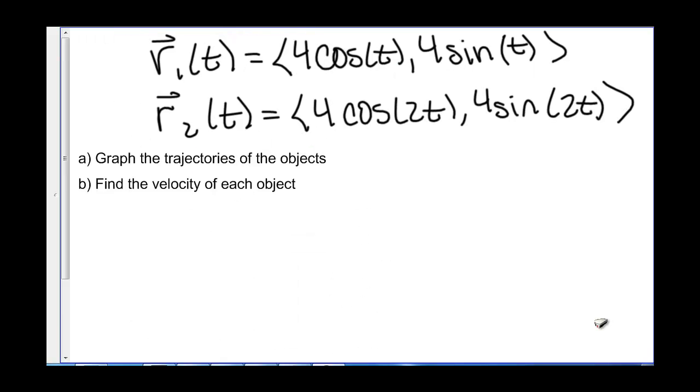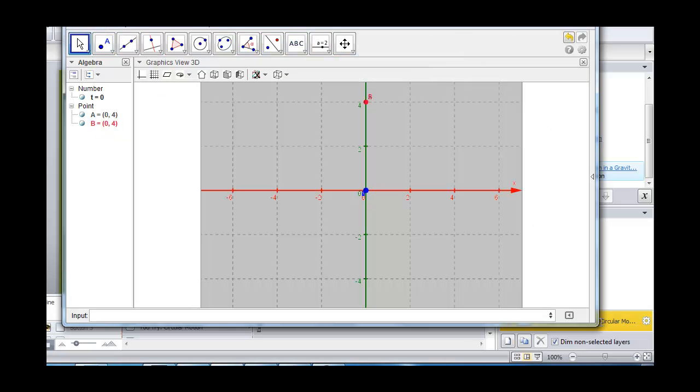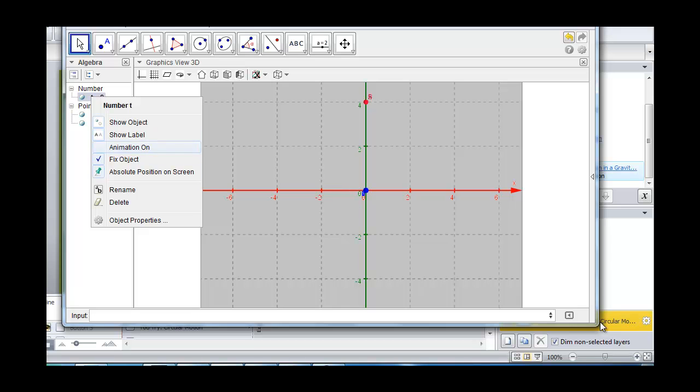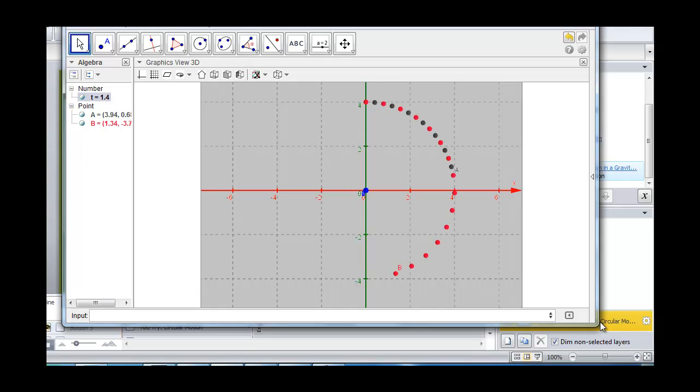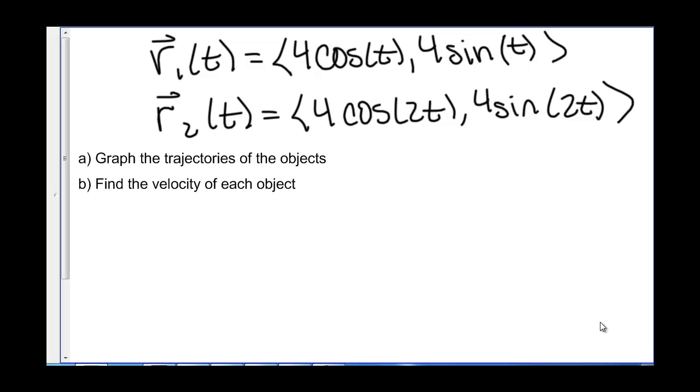So let's say we have two different position vectors. One, r1, is the position given by the vector 4 cosine of t, 4 sine of t, and the position vector r2 of t is given by 4 cosine of 2t, 4 sine of 2t. So we are going to see r1 in black and r2 in pink. And we notice that they are traveling along the same trajectory, but object B is moving faster than object A. Next, let's find the velocities of these objects.